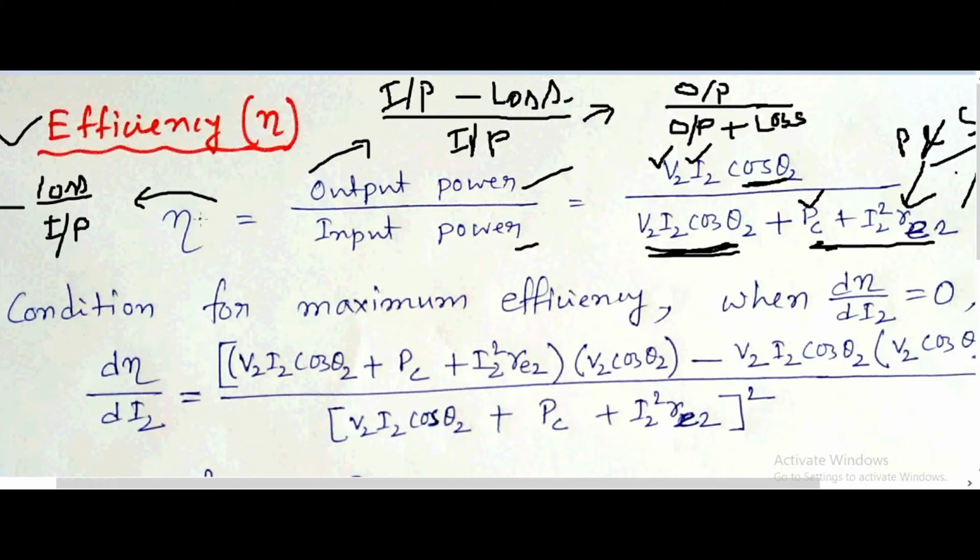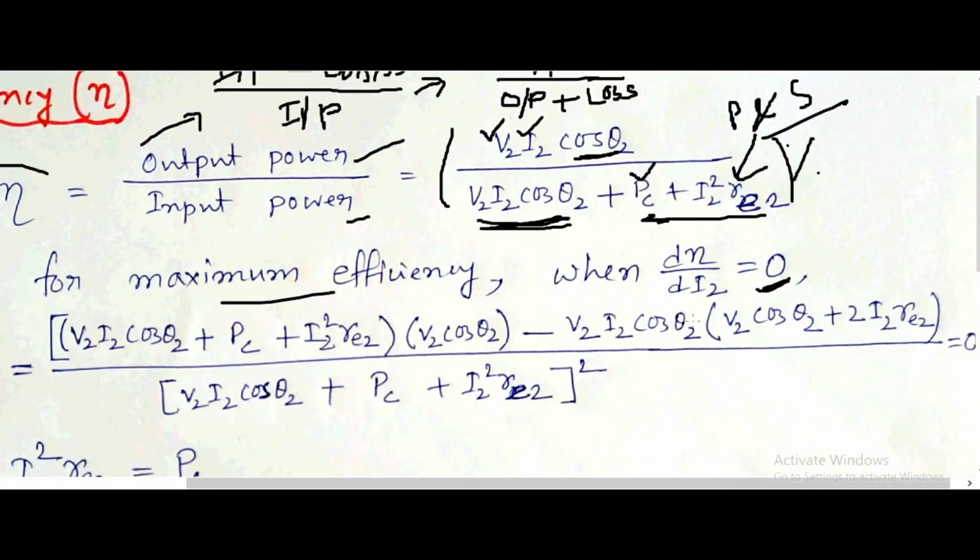So for the efficiency, when the derivative of efficiency with respect to I2, d efficiency by dI2, is 0, then we will get the maximum efficiency. That is the condition. And this is our efficiency equation, this is the equation we got.